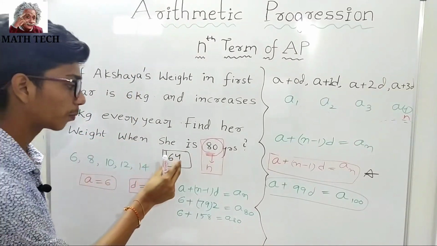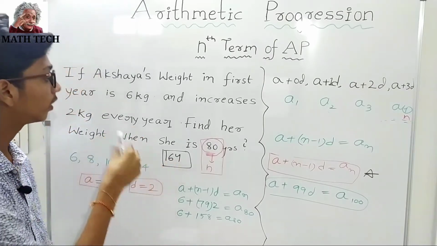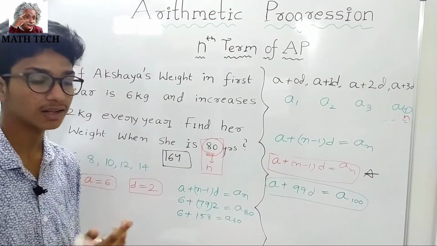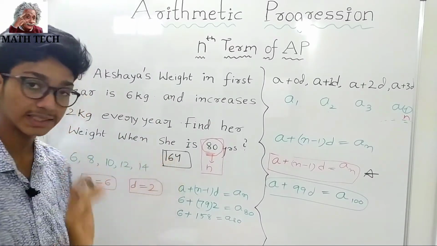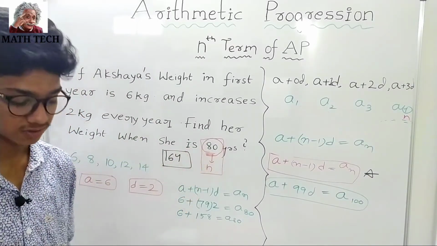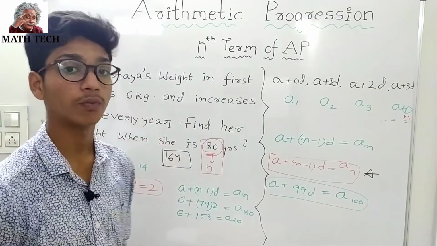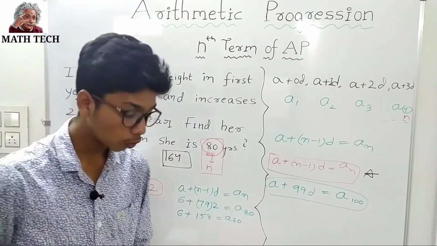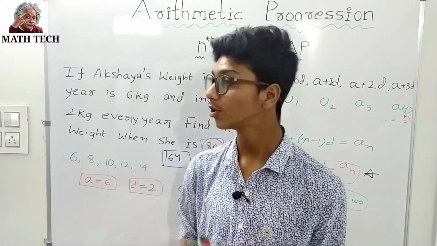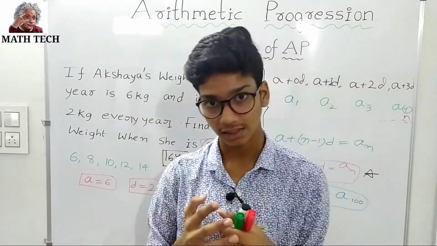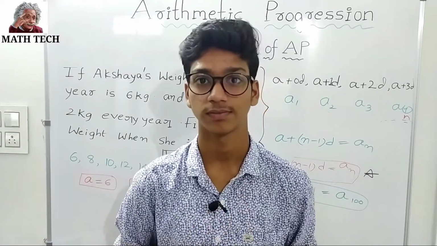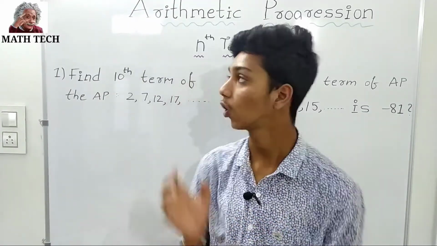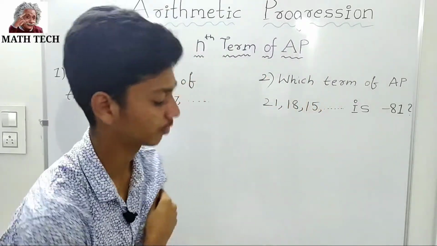Actually, she will not become 164, but if she is increasing 2 kgs per year, she will become 164 kgs at the age of 80 years. So this is a way of finding the nth term value. Now let's solve two questions on the concept of nth term of an arithmetic progression.